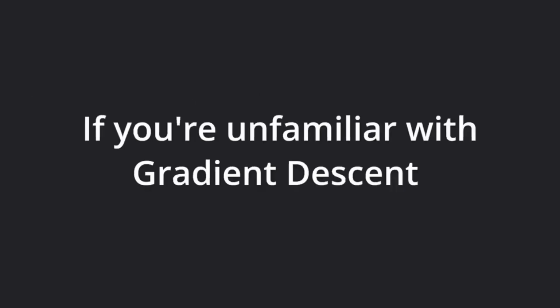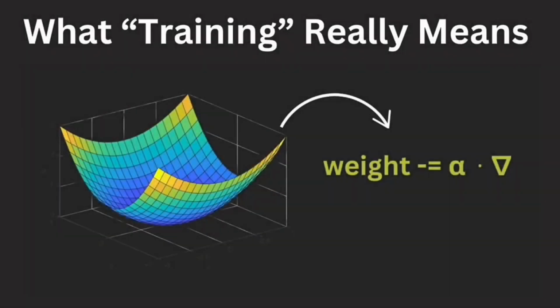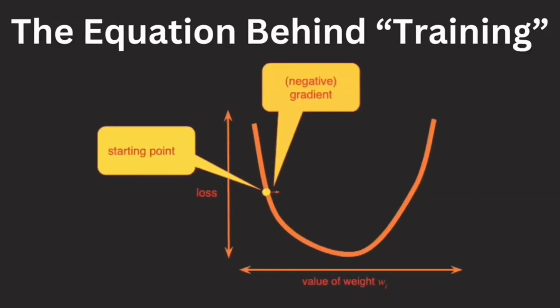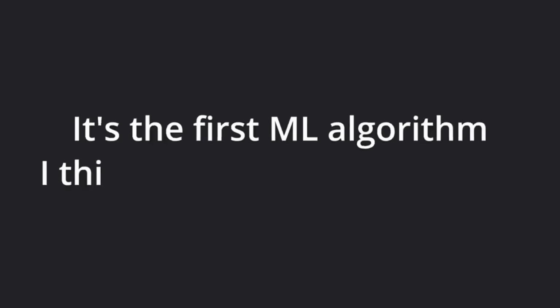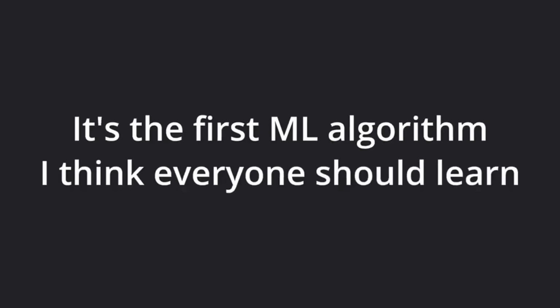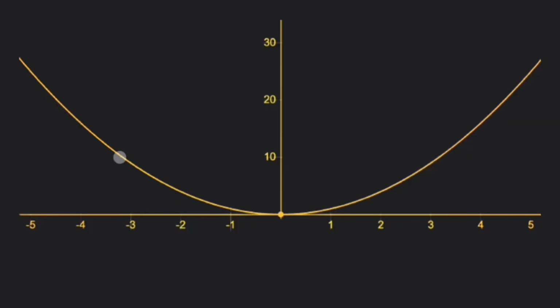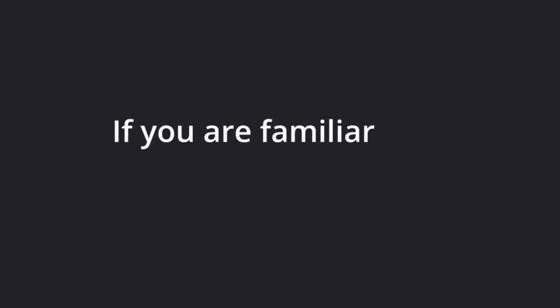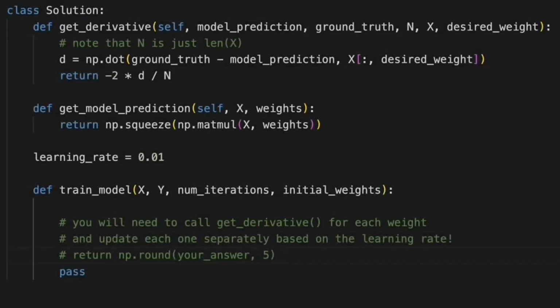If you're unfamiliar with gradient descent, I strongly recommend checking out the video that's about to pop up in the top right. It's the first ML algorithm I think everyone should learn. The video is just 3 minutes long and provides an intuitive and visual explanation of training. If you are familiar with gradient descent, let's finish explaining the training loop and jump into the code.